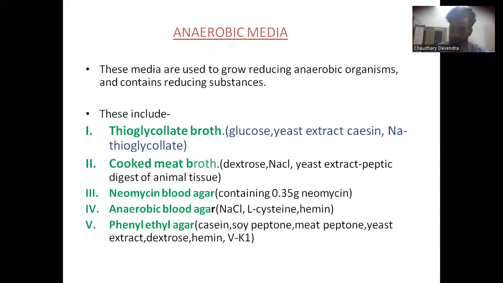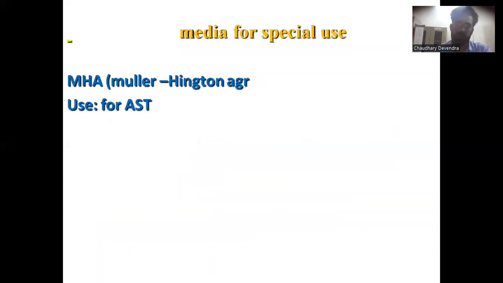Now anaerobic medium. Anaerobic media include thioglycolate broth, cooked meat broth, neomycin blood agar, anaerobic blood agar, and phenyl ethyl alcohol agar, which we use to grow anaerobic bacteria.